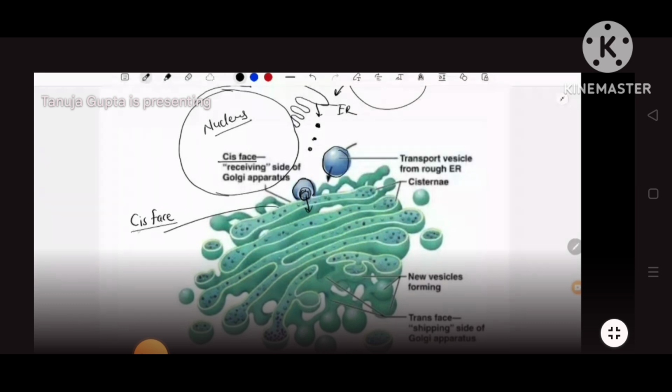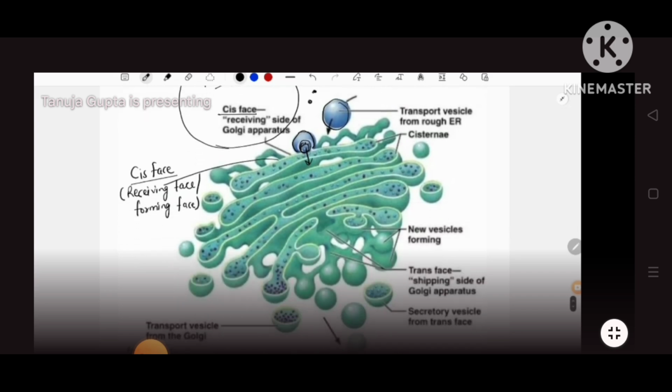This is also called the receiving face, or the forming face, from where the product enters the Golgi apparatus. It is generally convex in shape. If we see the shape of it, it is convex, like this. The convex surface is this one.